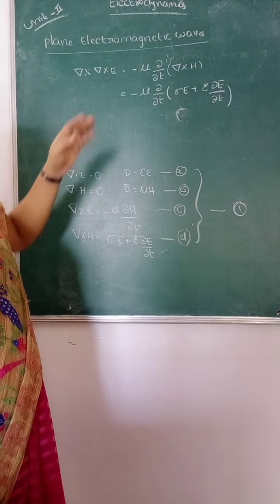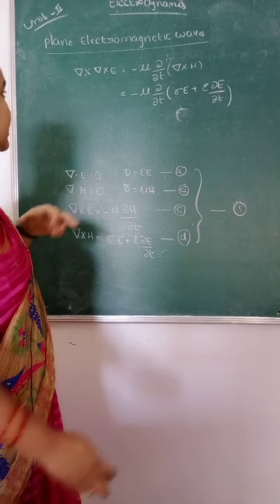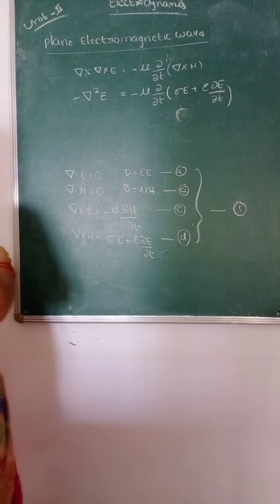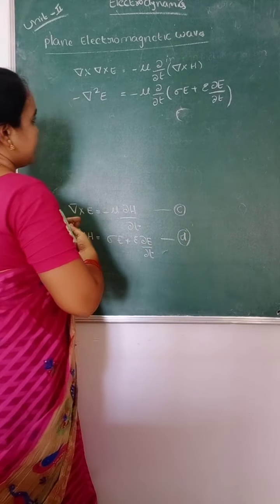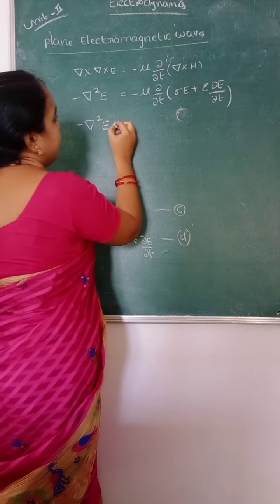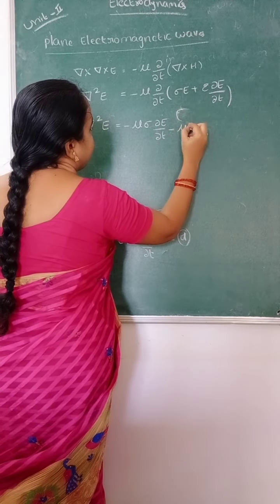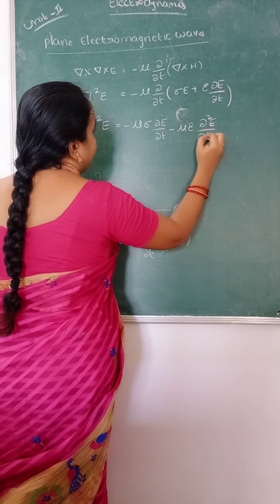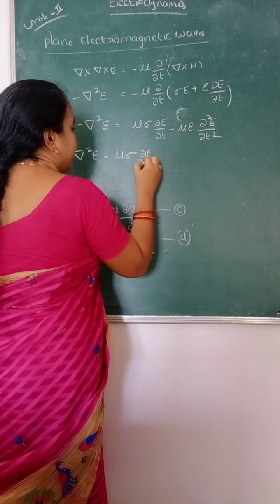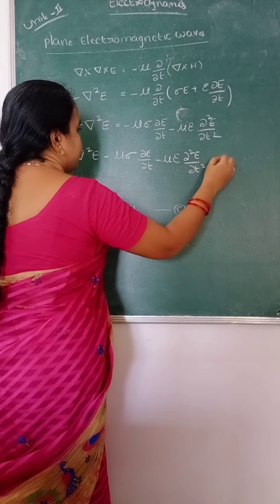So this del cross del cross E is written as gradient of divergence of E minus del square E. Since del dot E is equal to 0, this becomes minus del square E. Hence, we get the second order differential equation as minus del square E is equal to minus mu sigma dou E by dou T minus mu epsilon dou square E by dou T square, that is del square E minus mu sigma dou E by dou T minus mu epsilon dou square E by dou T square is equal to 0.